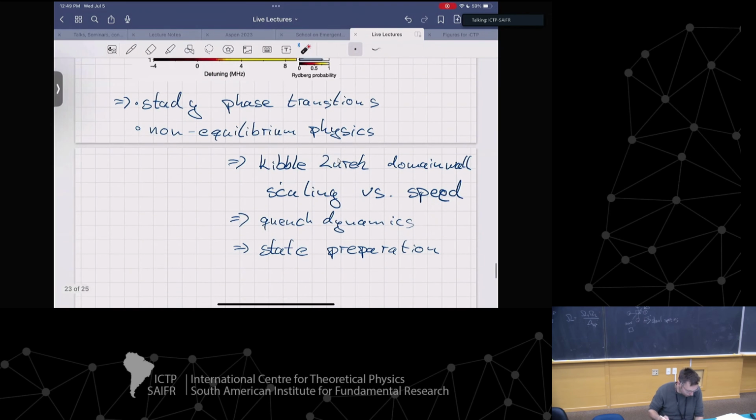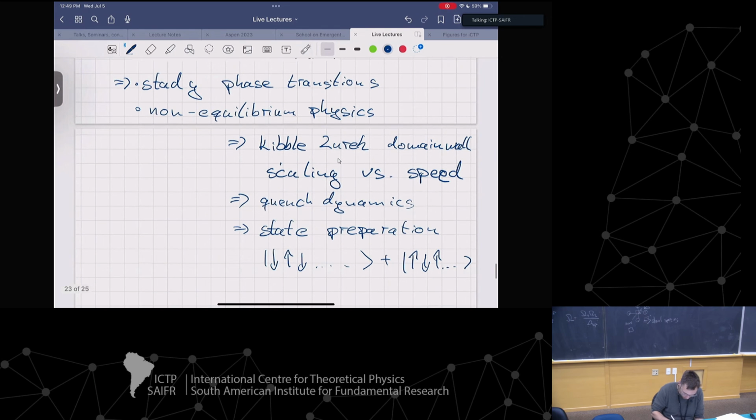So you can very easily, with these sweeps, prepare entangled states that look like this, plus all the other way around. And that's, I would say, maybe the easiest way to make a large GHZ state, simply by changing the laser detuning and sweeping into this degenerate antiferromagnetic state. This, for example, was a paper by Omran.